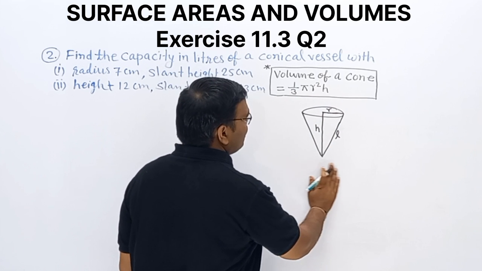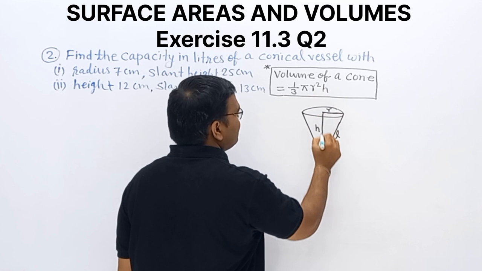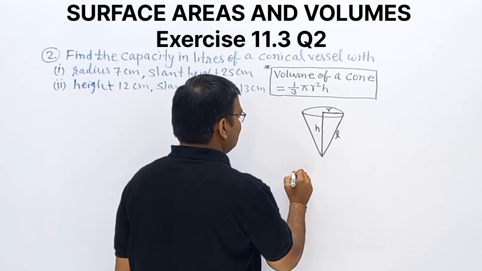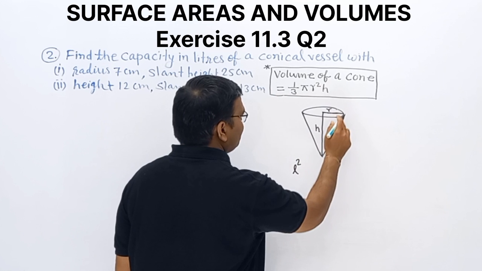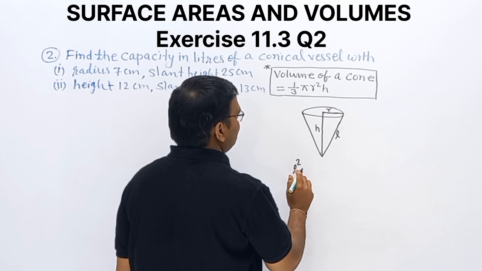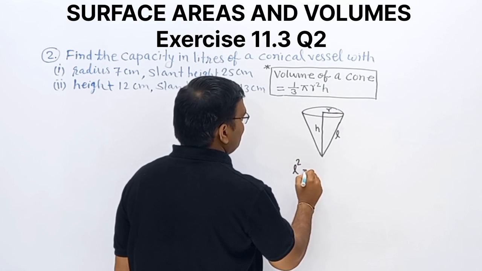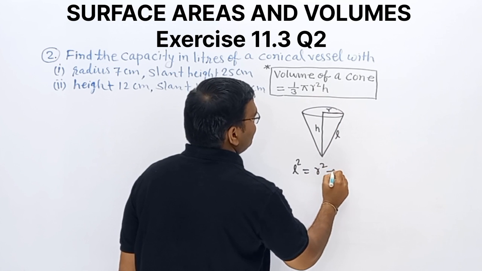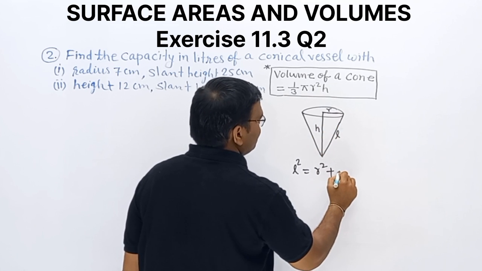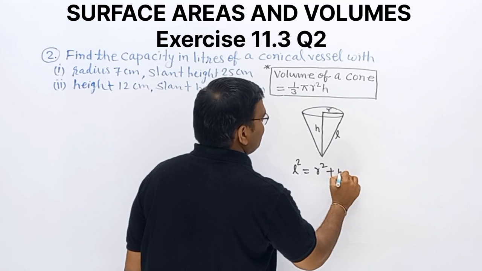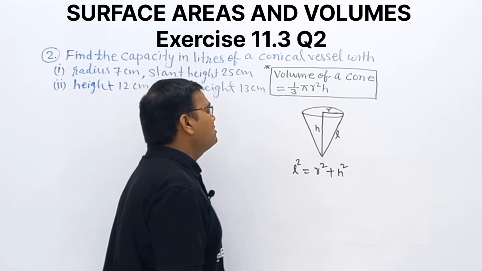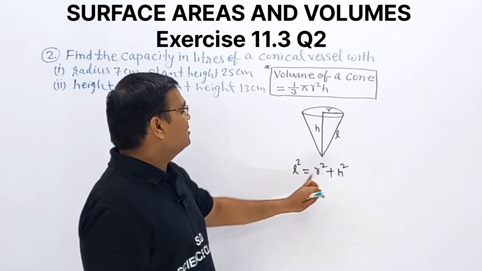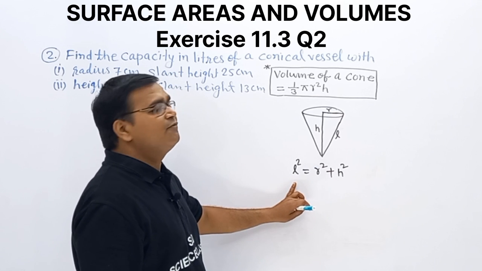By using the Pythagoras theorem. This is a right triangle in which we apply the Pythagoras theorem. Hypotenuse square, that is slant height square l square, will be base square r square plus perpendicular square h square. So this is the formula. Once we have two things, the remaining thing we can find.